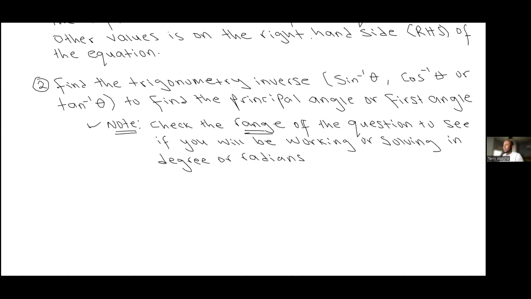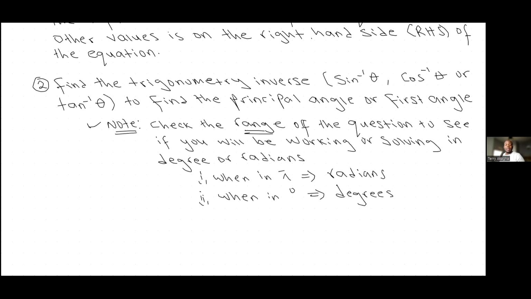So for instance, what I'm saying is, when you notice pi in the range, it means that they want you to work in radians, okay? And when you notice the degree sign, then they want you to work in what? Degrees. So when you notice the degree sign, they want you to work in degrees, or if you notice the other sign, they want you to work in radians.